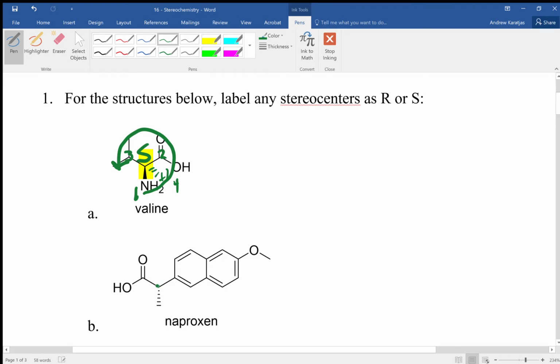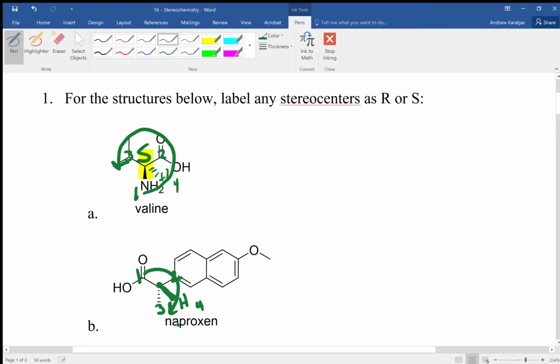Naproxen also has a single stereocenter located here. The low priority group here, the hydrogen, is actually pointed forward. On the left side, we have a carbon that has bonds to 3 oxygens. On the right, this carbon has 3 bonds to carbon, and the methyl is 3 bonds to hydrogen. So oxygen, higher priority than carbon, higher priority than hydrogen.